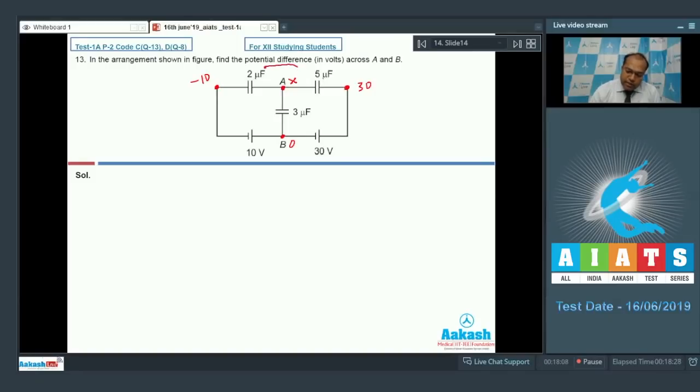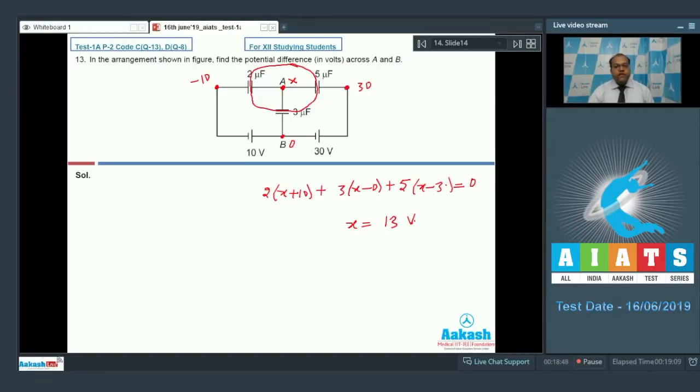Again applying nodal analysis, the charge on the isolated system will remain constant. So we can write: 2 into (x minus of minus 10), that is x plus 10, plus 3 into (x minus 0), plus 5 into (x minus 30), must be equal to 0. On solving this equation, the value of x comes out to be 13, and it is the potential of this node, that is 13 volt. So the potential difference VA minus VB is 13 volt. The correct answer for question number 13 is 13.